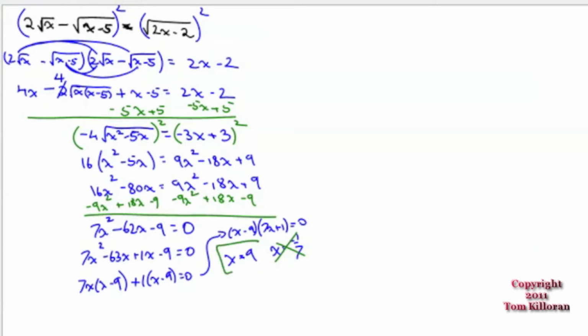The 9 more than likely works, but I'm going to check it anyway. Square root of 9, of course, is 3. 3 times 2 is 6. 9 minus 5 is 4. Square root of 4 is 2. 2 times 9 is 18, minus 2 is 16. Square root of 16 is 4. And is 6 minus 2 equal to 4? Yeah. So x equals 9 is your answer.